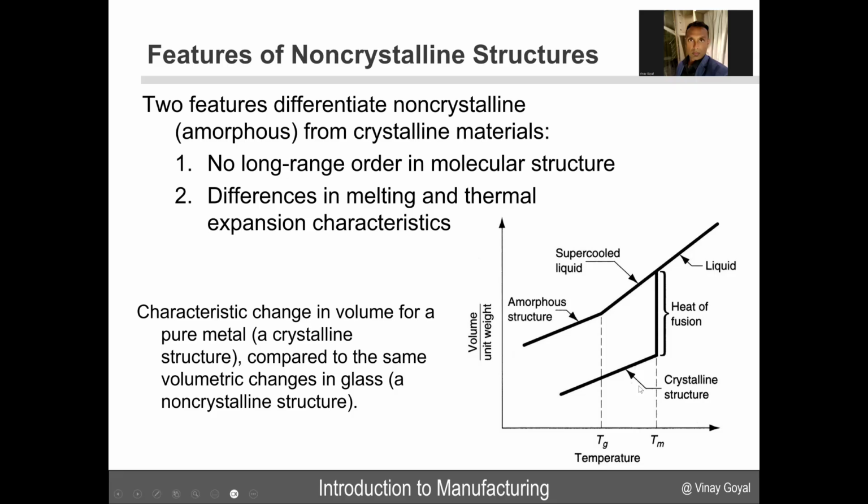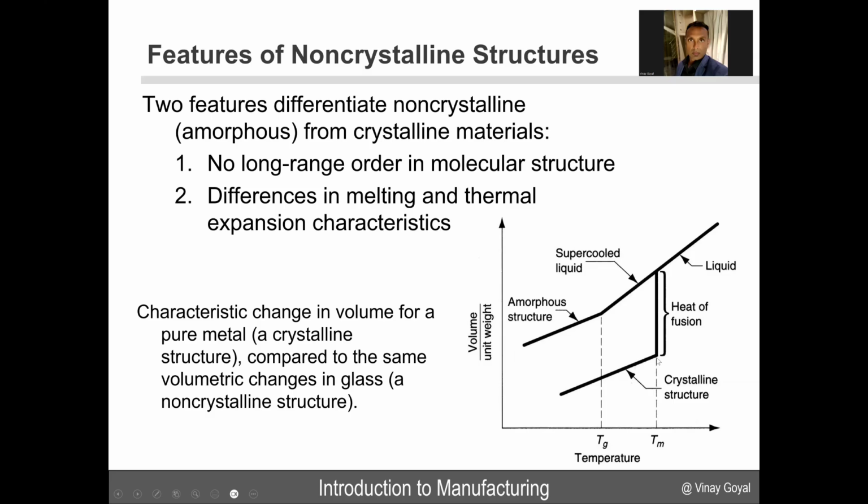Now, let's examine this diagram here, which is showing the volume per unit weight on the y-axis. On the x-axis is the temperature. And here you see two parameters. One is called the glass transition temperature. The next one is called the melting temperature. So what we see here is a crystalline structure following this line here, which has lower volume per unit weight. So everything's more compact because everything's arranged and tightly packed.